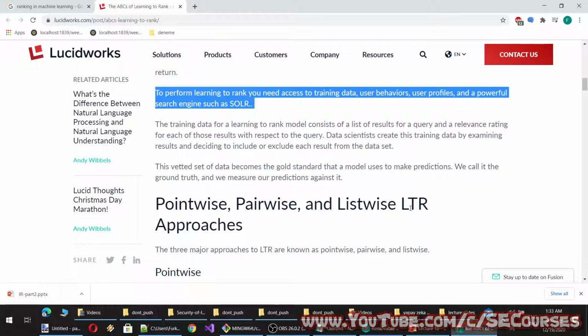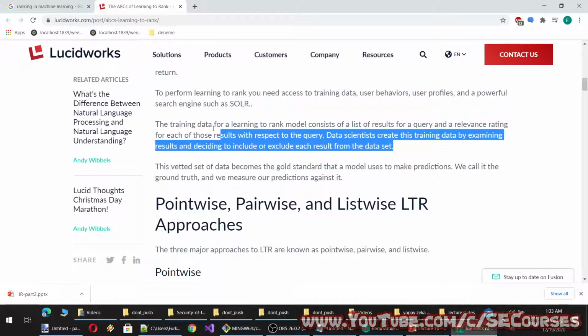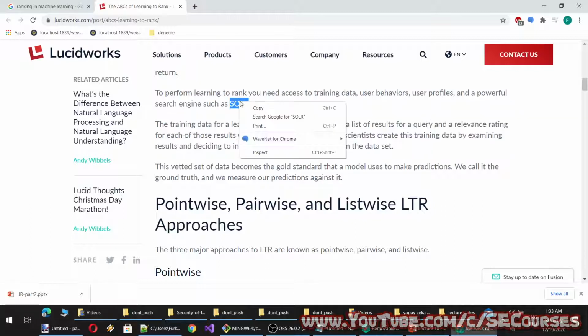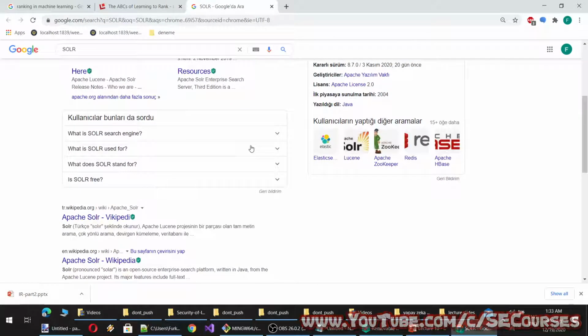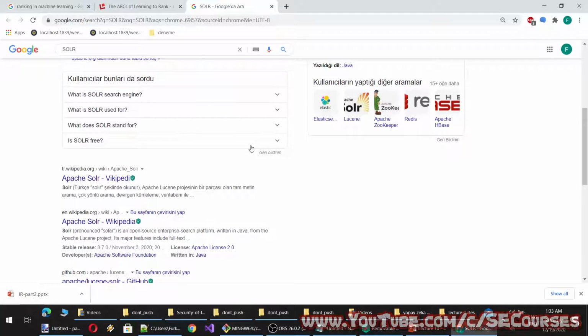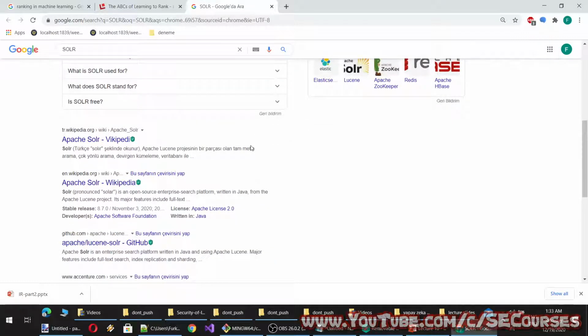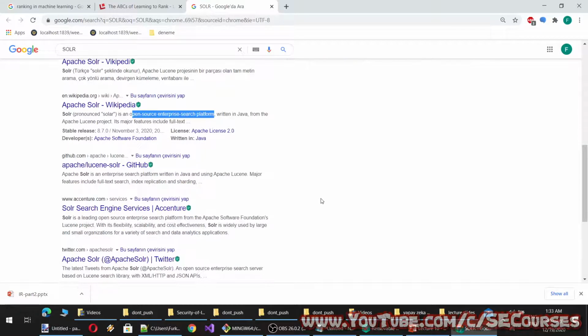To perform learning to rank, you need access to training data, user behaviors, user profiles, and a powerful search engine such as Solr. So what may be Solr? Open source enterprise search platform. Okay.